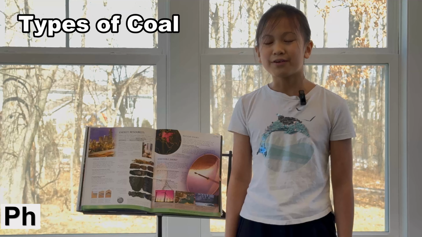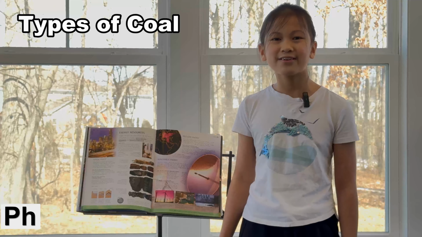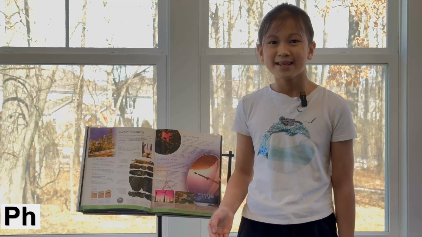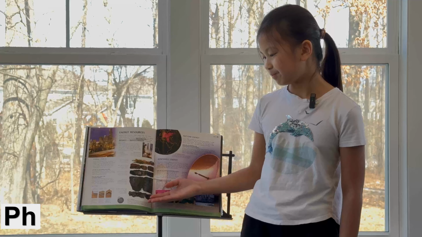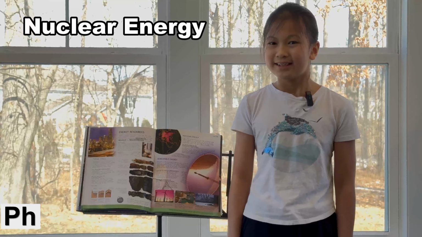The last type of coal is the highest we can ever find. It's called anthracite. Anthracite contains about 90% carbon and is hard, black, and glossy, like in this picture. Now I'm going to talk about nuclear energy.